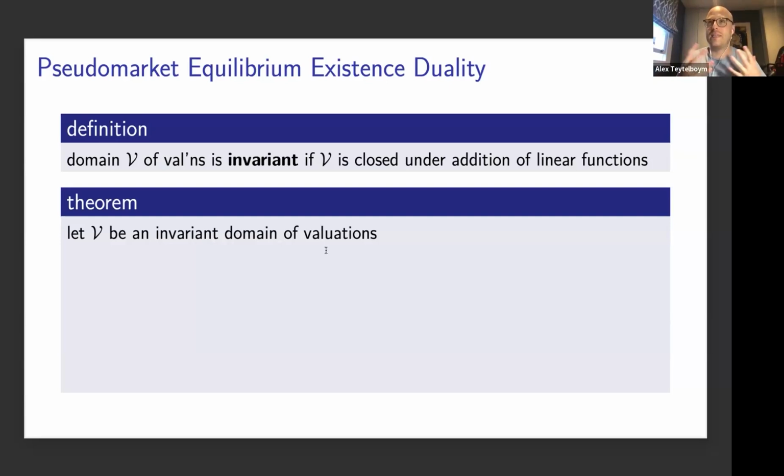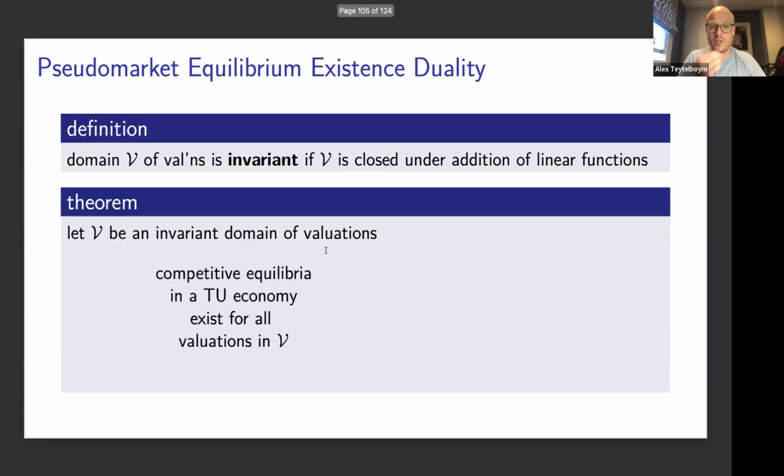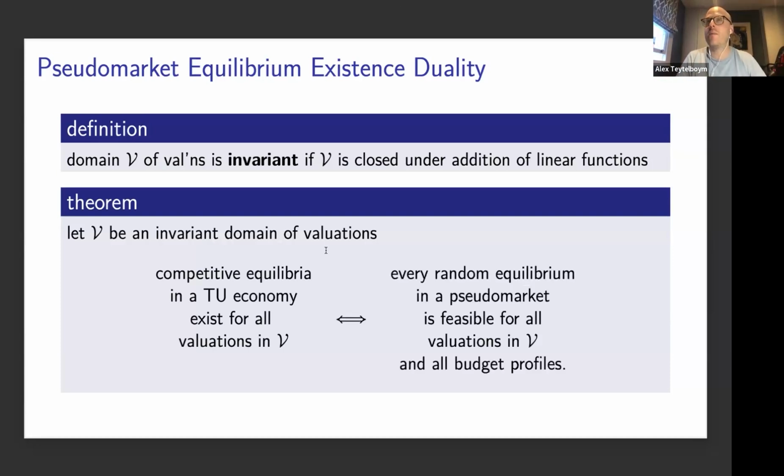So now here is the result. I hope people are anticipating it. We've shown you a bunch of these duality-like results. So now let V be an invariant domain of valuations. The following result is true. Competitive equilibria exist in the transferable utility economy for all valuations in this invariant domain, if and only if every random equilibrium in a pseudo market is feasible for all valuations in the same domain and all budget profiles.